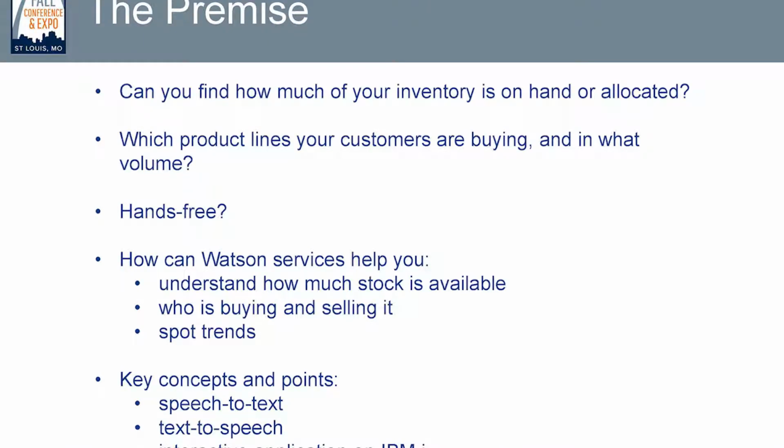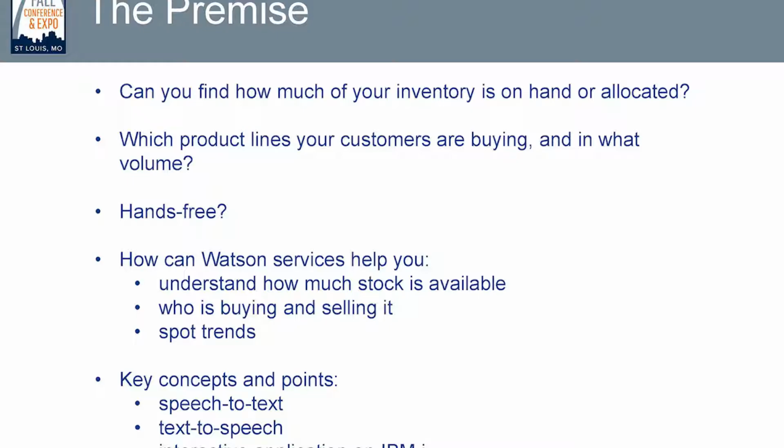So basically, the idea is I wanted to take, like dealing with inventory and stuff. Can you find out how much inventory is on hand? What product lines are your customers buying? What volume are they buying in? Can you do it hands-free? What Watson services are available to help you understand how much stock is available, who is buying, who's selling, what kind of trends can it spot? Because we have both structured and unstructured data in there. So what I'm interested in is what can we get out of the unstructured data, or finding relationships that we might not normally think of. That's where I want to get to.